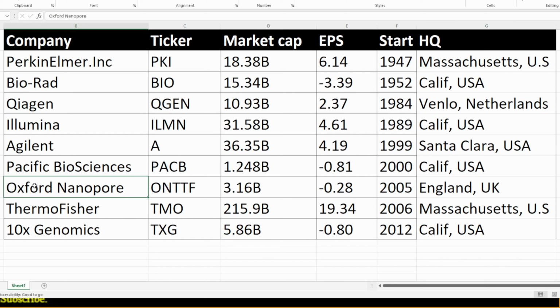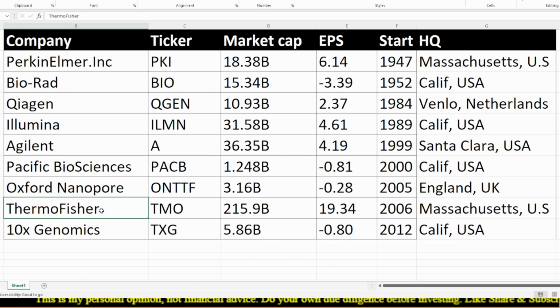Oxford Nanopore is the next company. One of our subscribers had wanted me to profile this company quite a while back. I promised I would, and it's definitely coming in. I'll try to expedite that and put it ahead of others so that you can have a quick look at Oxford Nanopore. The ticker symbol is ONTTF. I think it's on the OTC market because it's a British company. 3.16 billion is the market cap. EPS is minus 0.28, and it was established in 2005 in England, UK.